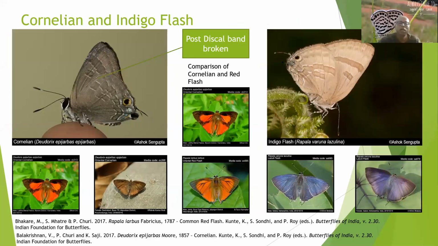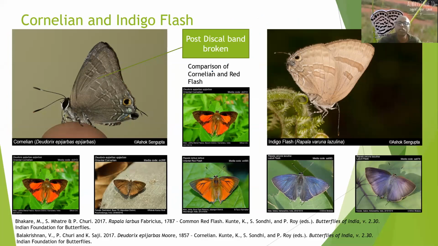I have got the third flash, which is not as common as the red and slate flash, but is locally common in various areas. This is the indigo flash, and a very similar blue, which is the cornelian. Sometimes I have seen many of my friends confuse these two, the cornelian and the indigo flash.